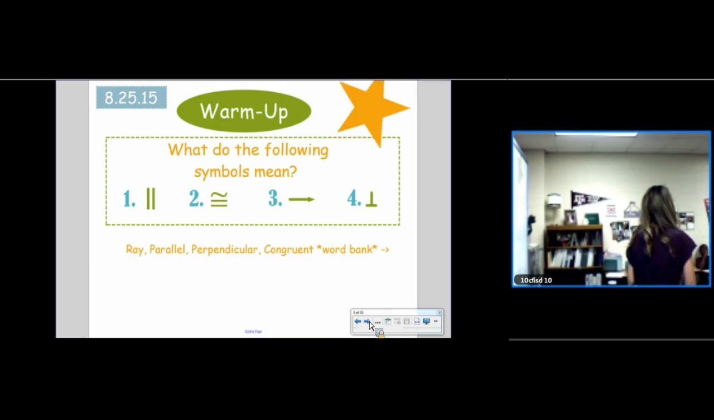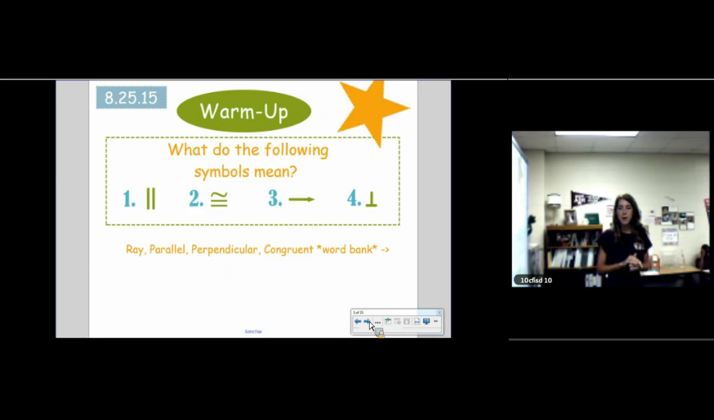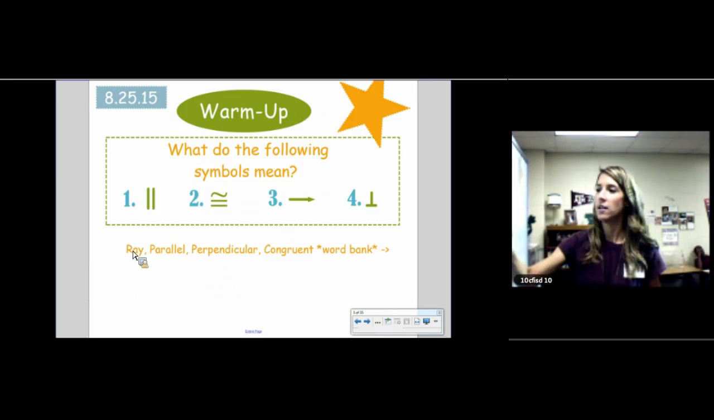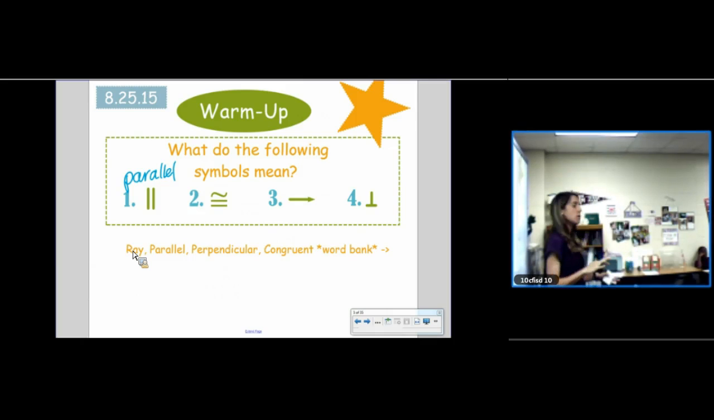Right, so what do we have in our previous knowledge bank? Jonathan, what'd you get for number 1? Parallel, very good. So those 2 bars right there mean parallel. That's the notation for parallel. It's not the picture, it's the notation, like when you're writing in a sentence.